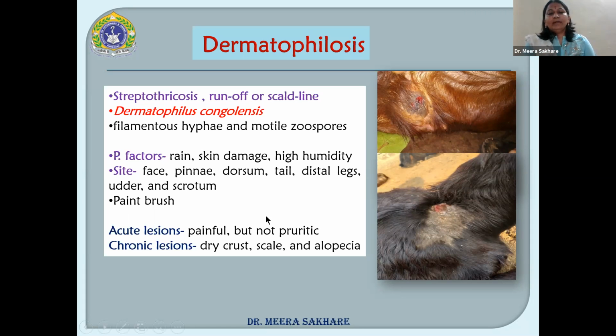These animals generally do not have any itching. But once the lesions are severe, at that time the animals start itching, or we can see painful lesions. And in chronic lesions, we can see dry crust formation, scaling and alopecia on different body parts. Here we can see small oozing lesions and alopecic lesions. It is due to the invasion of this Dermatophilus bacteria.